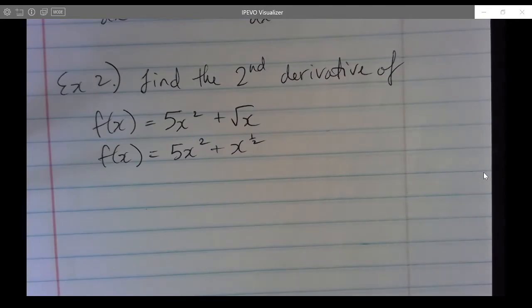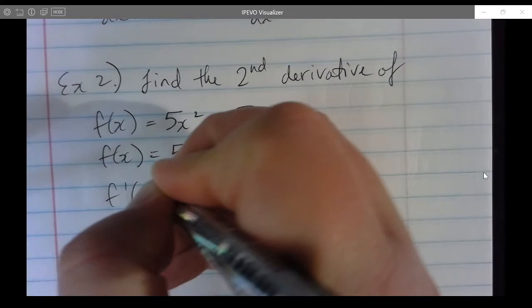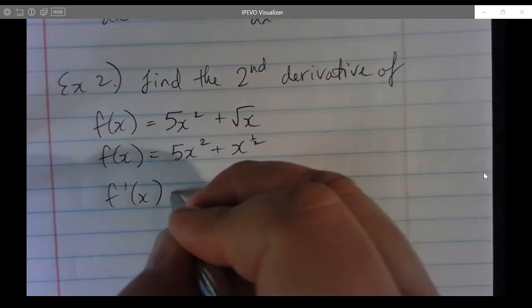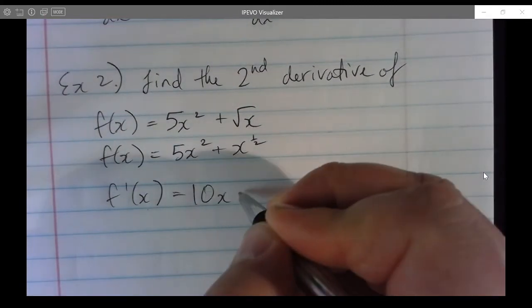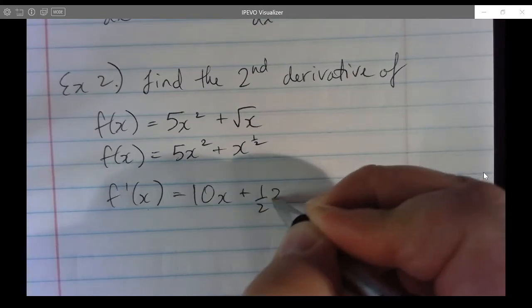All right, step 2, first derivative. Let's use the f primed of x notation this time. So that's 10x plus 1/2 x to the negative 1/2.